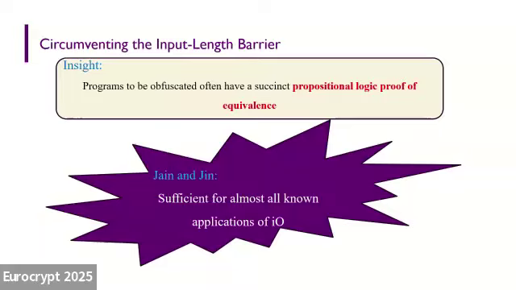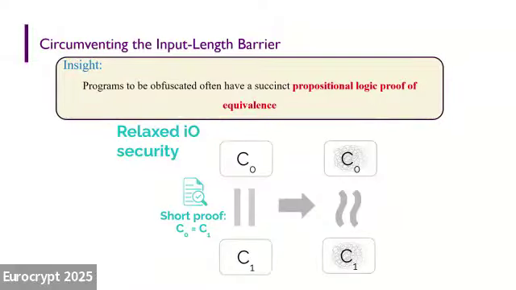Fortunately, Zhang and Jun also observed that for almost all known existing I/O applications, the programs that need to be obfuscated often have a succinct propositional logic proof of equivalence, where the length of the proof is roughly the circuit size itself. A propositional logic proof is a type of mathematical proof with only zeroth order logic. From this observation, they proposed a new relaxed I/O security definition, where we are only concerned about the programs with a succinct propositional logic proof of equivalence. For such a definition, they present a generic method to circumvent the impedance barrier.